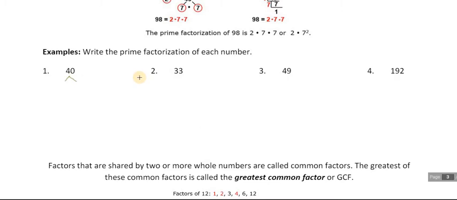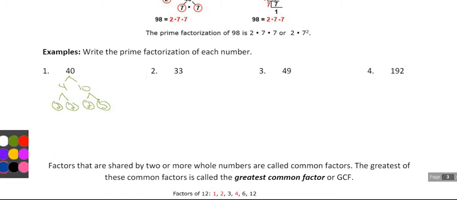Because 40 ends in a 0, I'm going to say 4 times 10 for my first branches. Then 4 breaks down to 2 times 2. 2 and 2 are both prime. 10 breaks down to 2 times 5. 2 and 5 are both prime. So our prime factorization for 40 would be 2 times 2 times 2 times 5, or if we want to get fancy, we could write that as 2 to the third times 5.